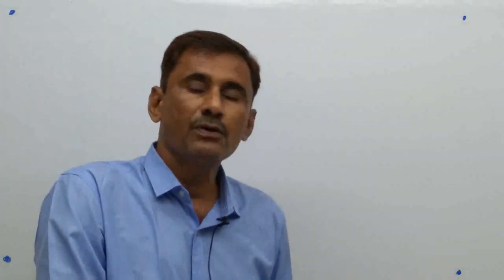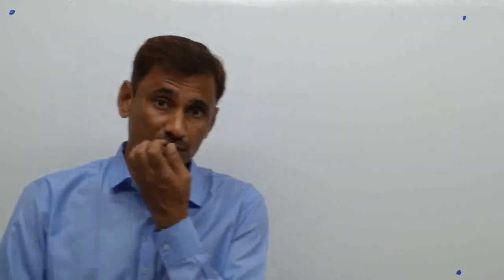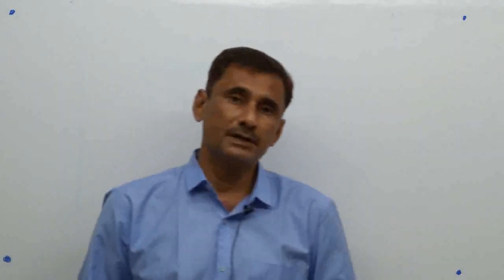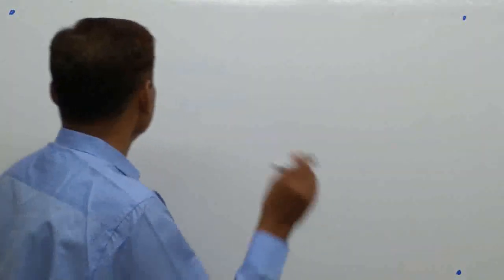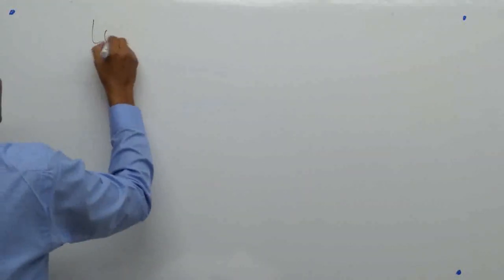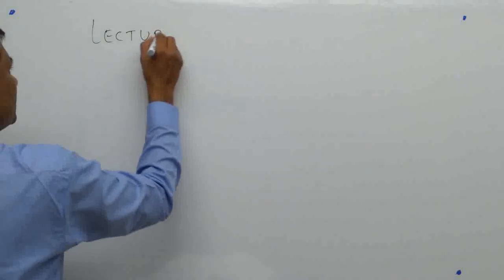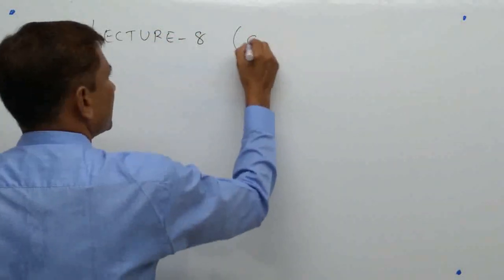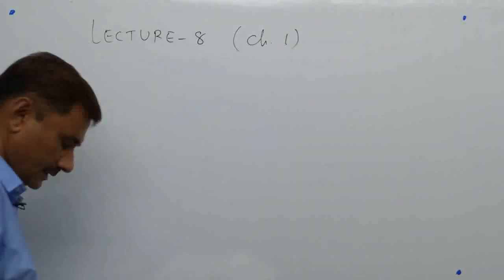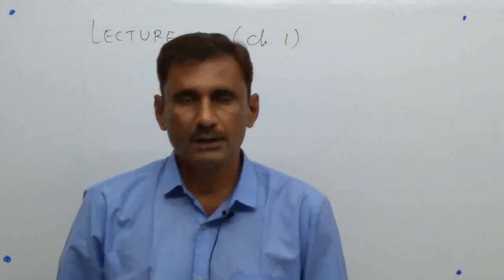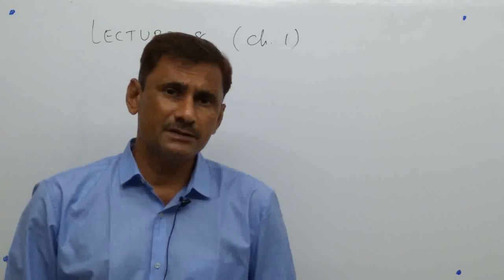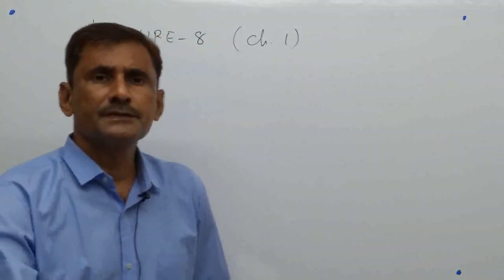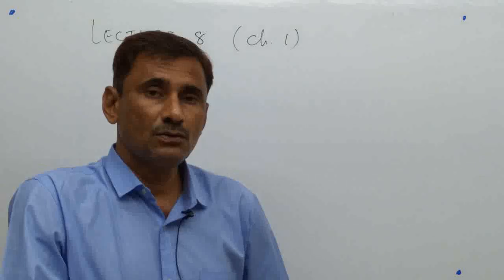So far we finished lesson number 2, exponents, and we already started lesson number 1 also. That was rational numbers. So today it is lecture 8, chapter 1, rational numbers. Now in the previous lecture we just discussed all sets of numbers.